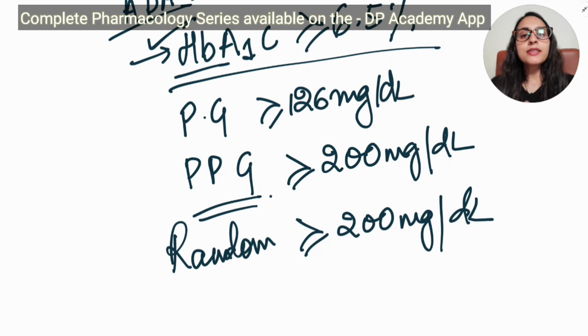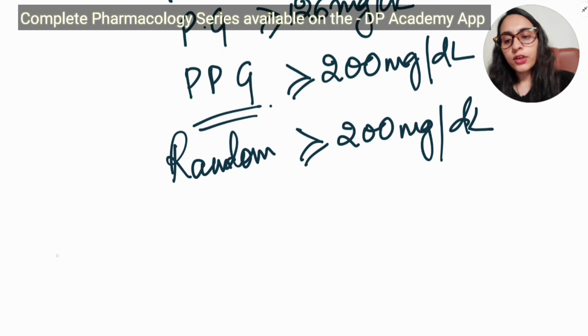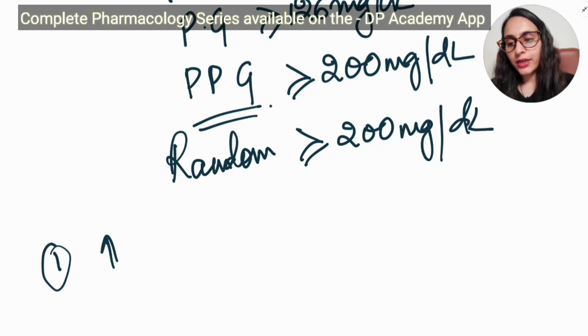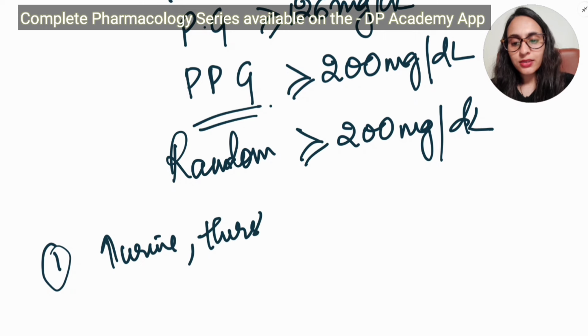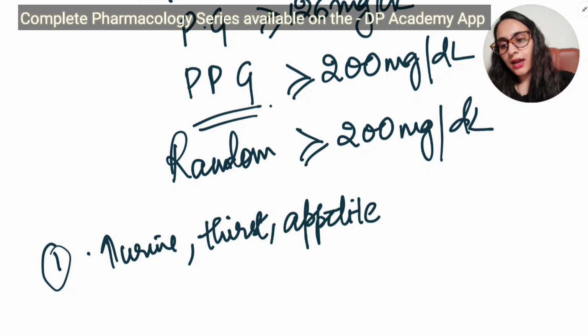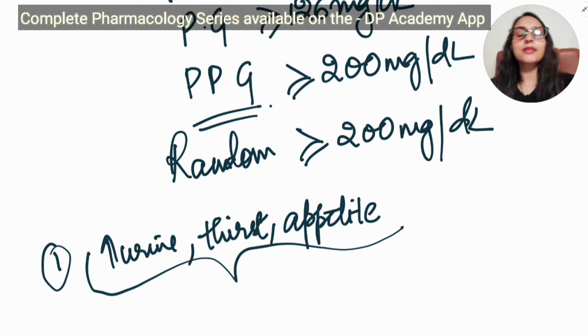Regarding symptoms of hyperglycemia, suppose in your clinic a 42-year-old male comes to you and says he is having increased urination, that means polyuria. Or he says he feels very thirsty, so it is polydipsia, and his appetite is increased, that is polyphagia. All of these are the symptoms that tell us the person is having hyperglycemia.